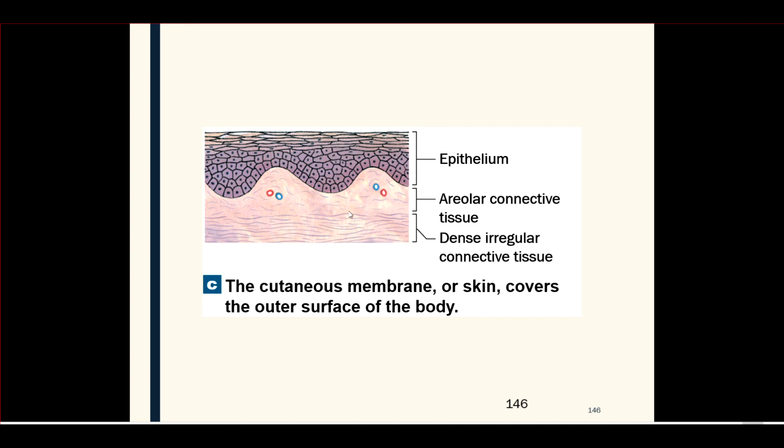And then again, there's always areolar connective tissue under epithelium. So here we have areolar connective tissue, and then a little bit further down, this is going to be dense irregular connective tissue. So the skin is actually made up again of epithelium. You may know this as the epidermis. And then the connective tissue under the epidermis, we're going to learn, is called the dermis. And so it's a much thicker membrane compared to the two we just looked at.